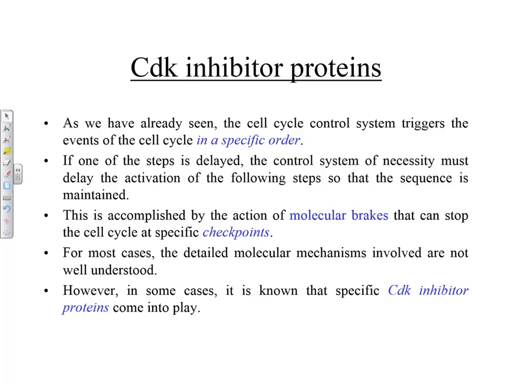Now, as we have already seen, the cell cycle control system triggers the events of the cell cycle in a specific order, right? You're going to have mitosis, then growth, then DNA replication, more growth, again mitosis, and so on. Okay, it has to happen in a specific order. So if one of the steps is delayed, the control system of necessity must delay the activation of the following steps so that the sequence is maintained. And this is accomplished by the action of what are called molecular brakes that can stop the cell cycle at specific checkpoints, right?